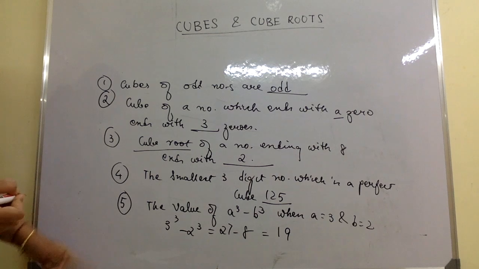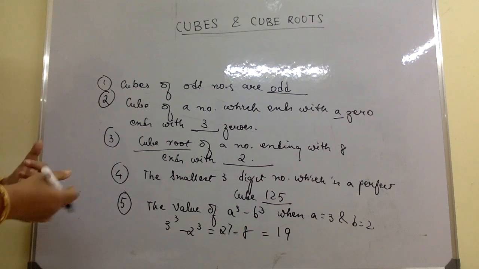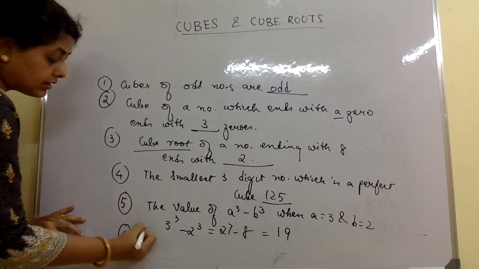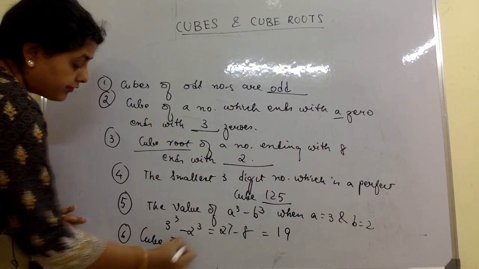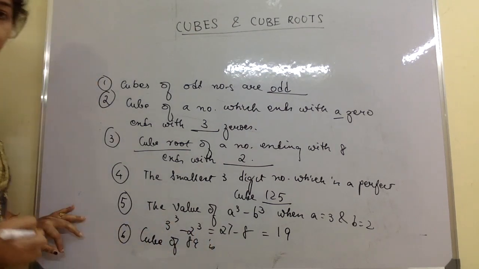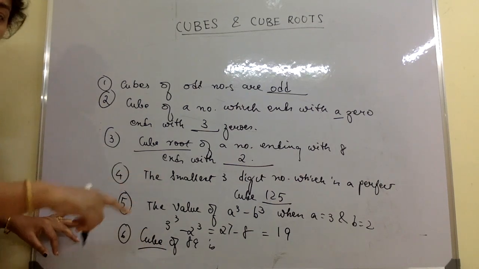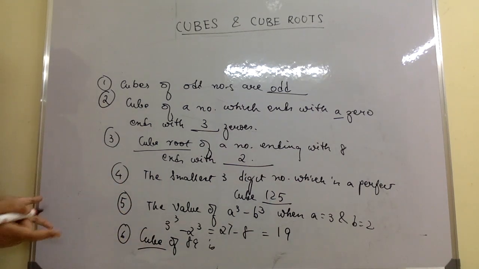Now these are the fill in the blanks. Cube of 89 is how much? Here I want you all to read the question properly. They are saying cube of 89. Cube of 89 is how much? Now it's not cube root. So you are just supposed to work it out.